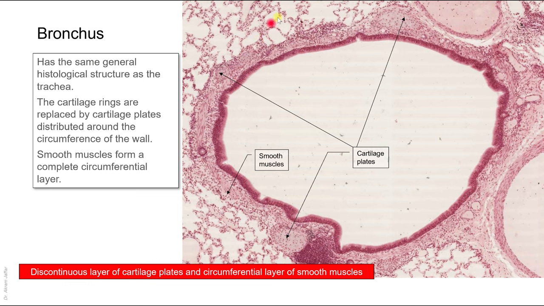You can see the alveoli of the lung here, and these are blood vessels actually. You can see that they have a different histology than the bronchial tree. The lining epithelium is simple squamous epithelium, and this is the tunica intima, tunica media, and the tunica adventitia.